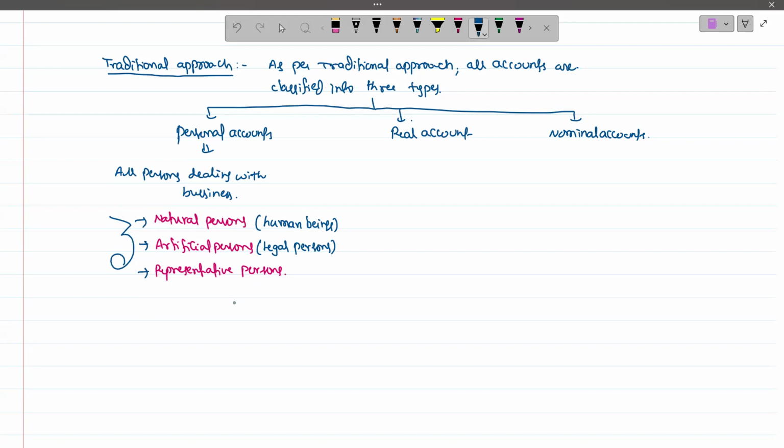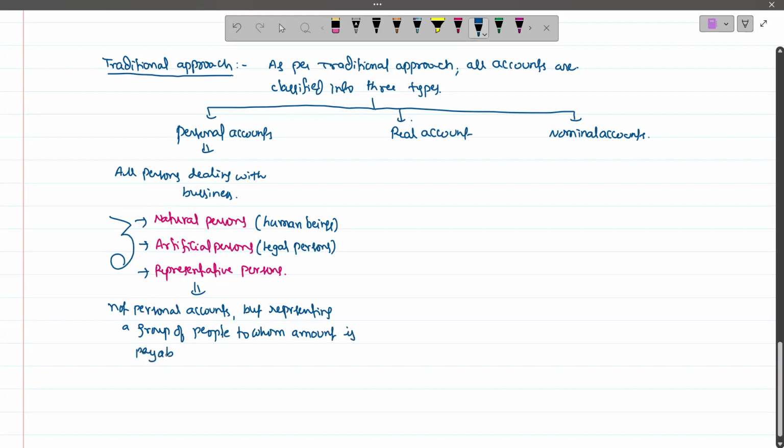And coming to the other one, the representative person. Actually, these are not personal accounts, but they represent a group of people to whom the amount is payable or from whom the amount is receivable. So it is not a personal account, but it represents a group of people to whom the amount is payable or from whom the amount is receivable, and that is called a representative person.